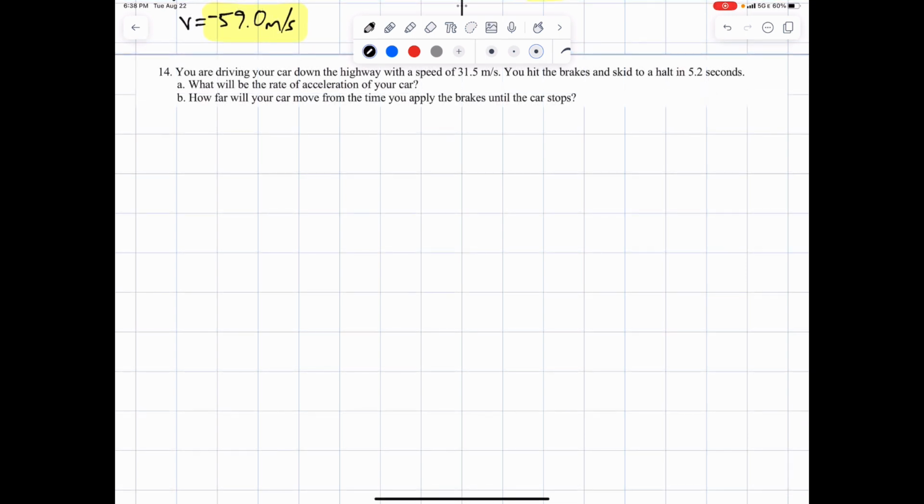Number 14. We're driving a car down a highway with a speed of 31.5 meters per second. You hit the brake and skid to a halt. Halt means, of course, final velocity equals 0. You stop the car in 5.2 seconds. What will be your acceleration, part A, and how far will you have moved from when you apply the brakes until it stops? All right, this is clearly a constant acceleration problem.